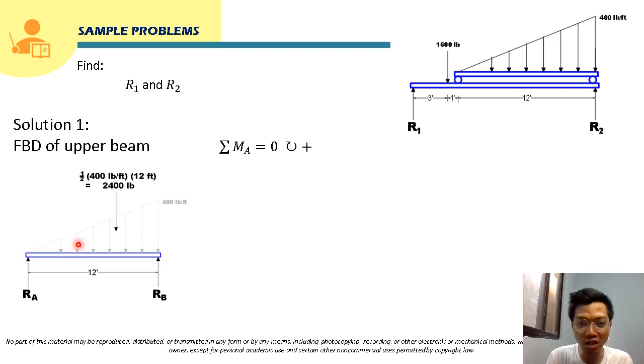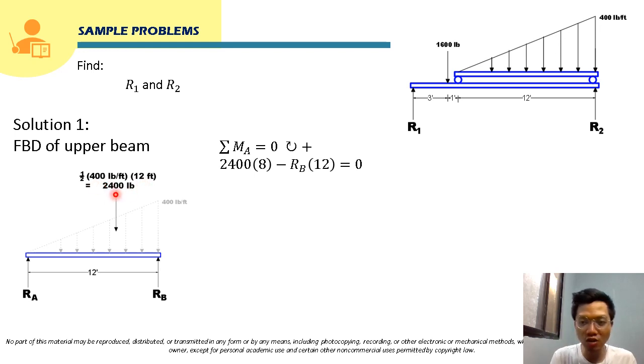So our point A is here, and the forces that will have moment will be 2,400. By the way, we will resolve this triangular load into its equivalent concentrated load. That will just be the area of this triangular load, and its area will just be 1/2 base times height. So that will just be 1/2 times its height, 400 pounds per foot, times its base, which is 12 feet. So feet will be cancelled, and input that in your calculator, 1/2 times 400 times 12, that will be 2,400 pounds.